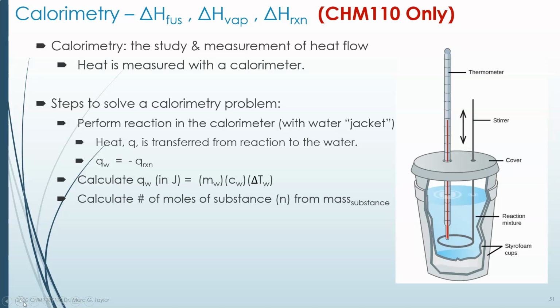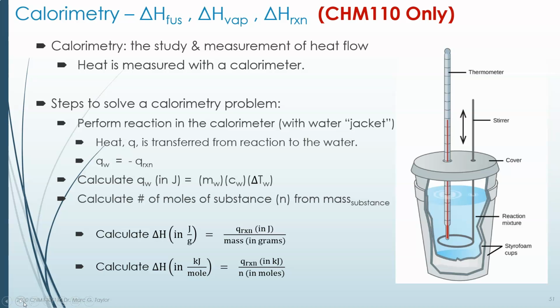I know I'm using the word heat in two different ways. Sometimes heat means total heat, and sometimes heat means heat of reaction or heat of vaporization or heat of fusion. Those are heats per amount of a substance. And sometimes the heat is the amount per gram of a substance, so we might measure the delta H in joules per gram. And sometimes we might be interested in a heat of reaction where the units are kilojoules per mole. So we need to know the number of moles of our substance.